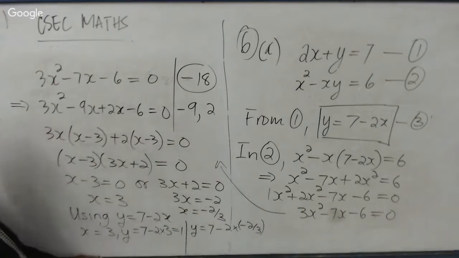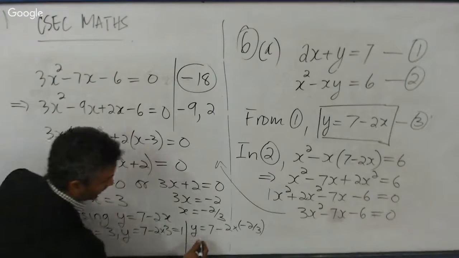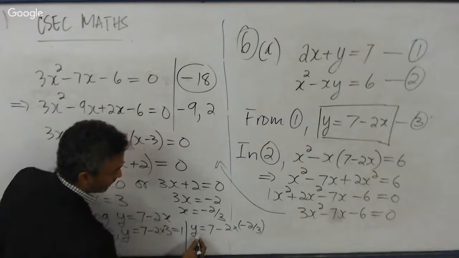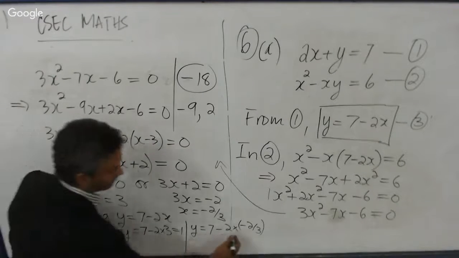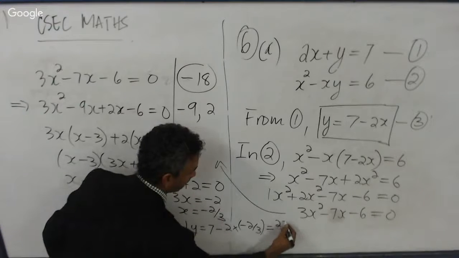Is that right? And so what you end up with is 7 plus 4 over 3, which is 25 over 3. Is that what we get? Something peculiar. Check it. I get 25 over 3.